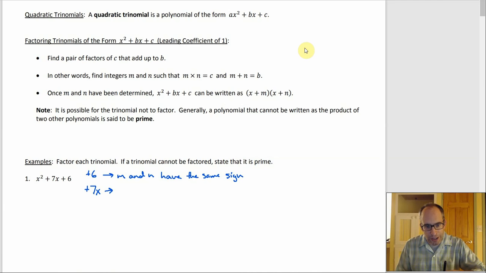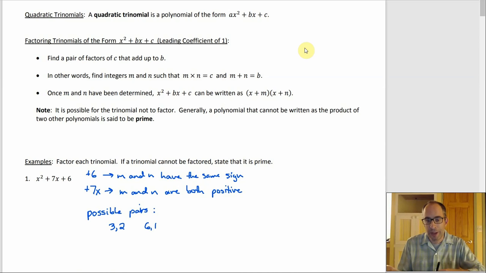So because this is also positive, now we know that not only are they going to have the same sign, we know that m and n are both positive. Because then when you think of the possible pairs of factors of 6, the only ones that you'd have to worry about would be, well, 3 times 2 would work, right? Because those are both positive. 6 times 1 would work, and that's it, right?